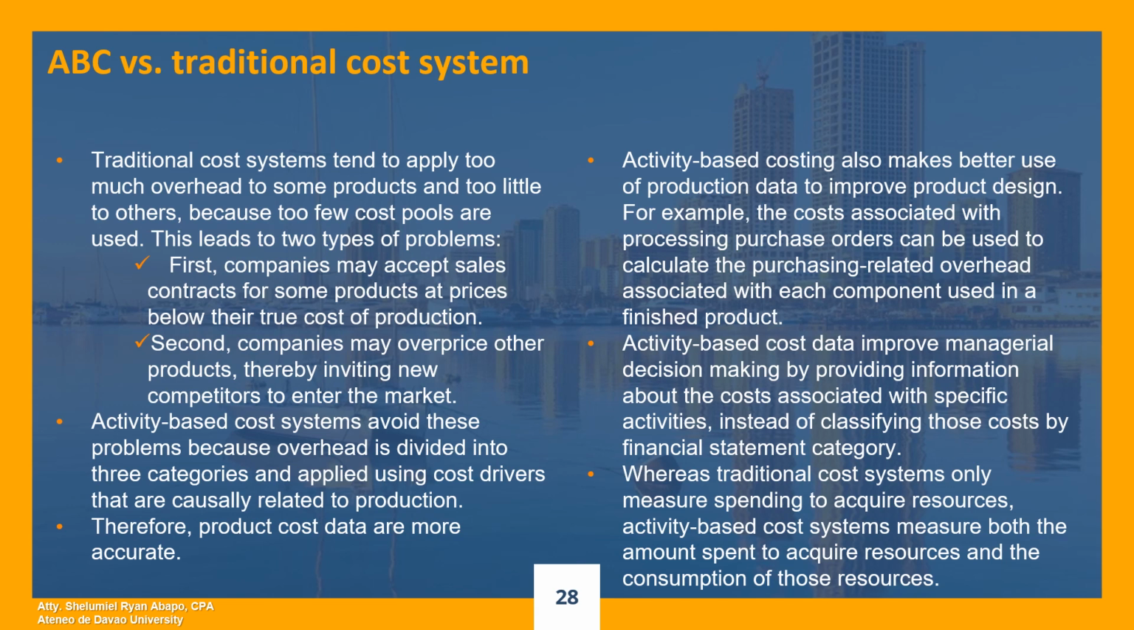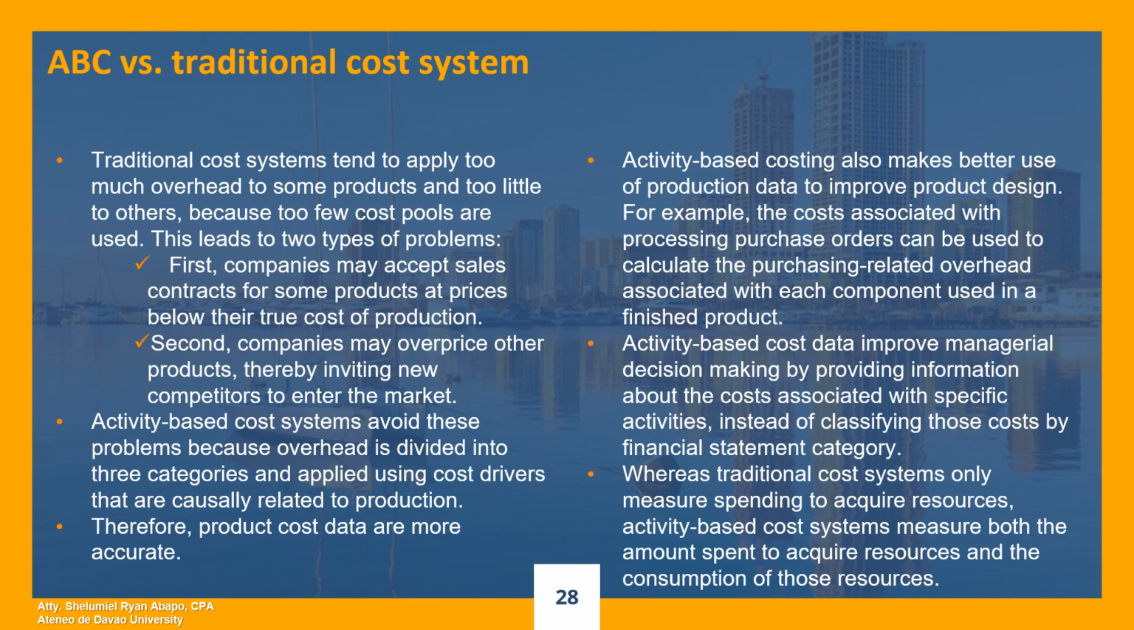Activity-based costing also makes better use of production data to improve product design. For example, the cost associated with processing purchase orders can be used to calculate the purchasing related overhead associated with each component used in a finished product. Engineering can use this information along with data on relative usage of components across products to identify unique components that could be replaced by lower cost, more commonly used parts.